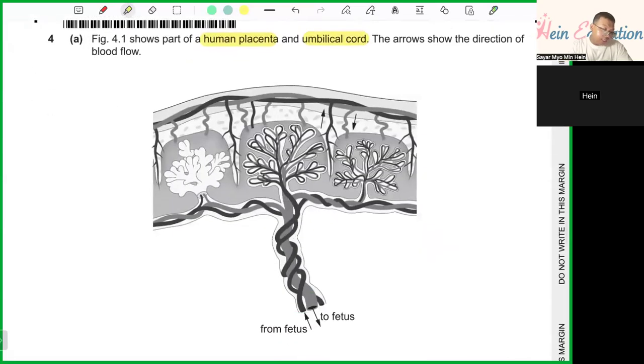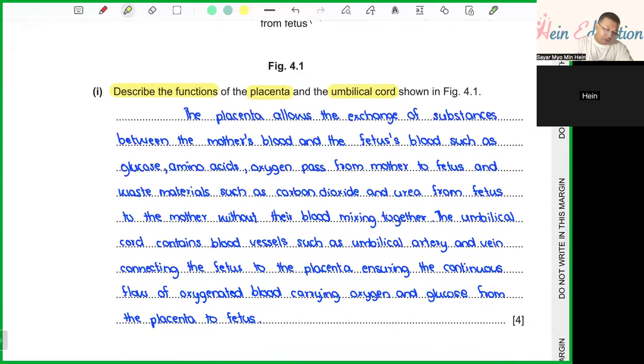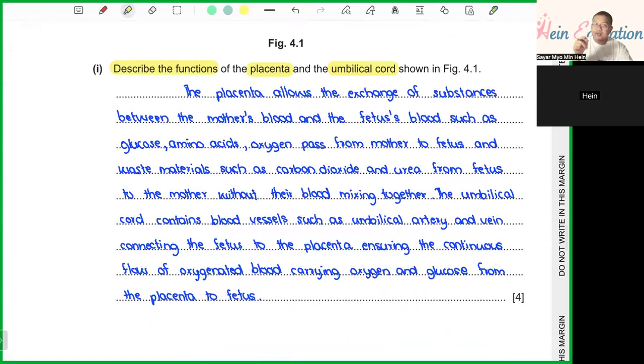And moving on to question number 4, figure 4.1 shows part of the human placenta and umbilical cord. The arrow shows the direction of the blood flow. So we can see the placenta and umbilical cord. And be careful, it says describe the function. So it's basically explain, right? Explain. Describe the function of the placenta and the umbilical cord. So we can separate it into 2 parts. So it gets 4 points. So you have to mention 2 points for the placenta and 2 points for the umbilical cord.